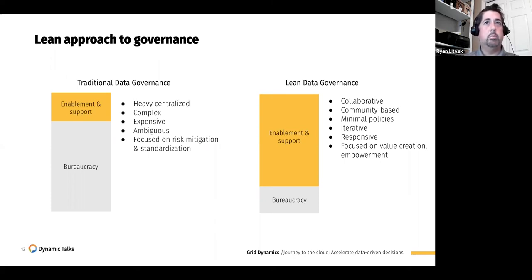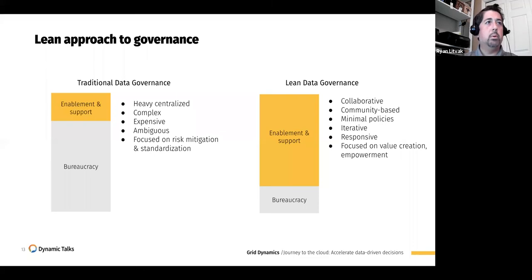So data governance is often one of those things that comes into being towards the end of these projects. But what we've learned is that it's important to consider that and factor it in much earlier in the project. And it has been something that we've taken a much leaner approach to than we have in the past. Traditionally at Jabil, we've tried a very heavy approach to data governance where we didn't get a lot of buy-in. It was very centralized, complex, focused on risk mitigation.